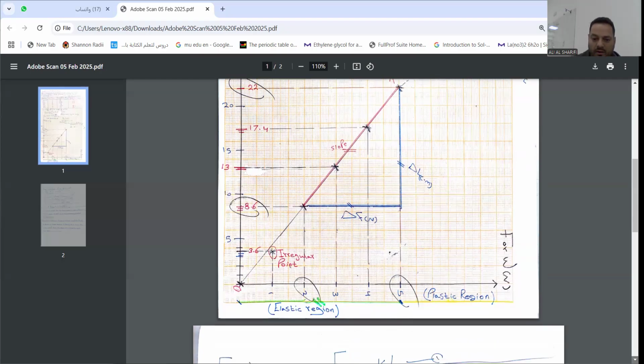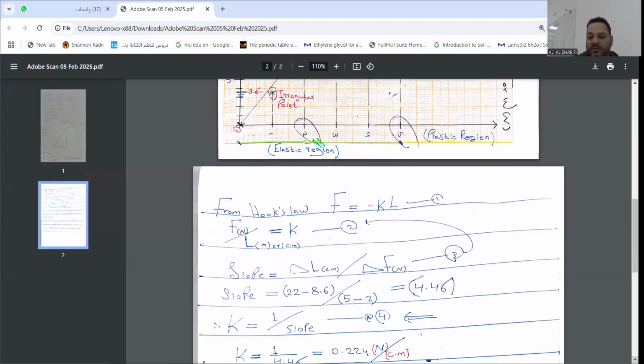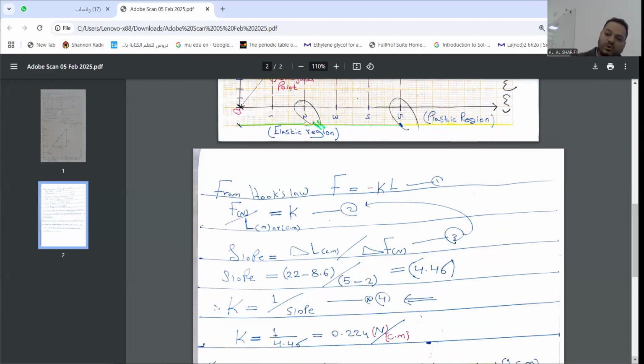Now let's talk about the equations. The purpose number one is to verify Hooke's law. F in Newtons, that means force, equals minus KL. K is the force constant of the spring, L the stretching. This is equation number 1. That means when you need to calculate the K constant of any spring, K will equal force in Newtons divided by length in meters or centimeters. That depends on your results.